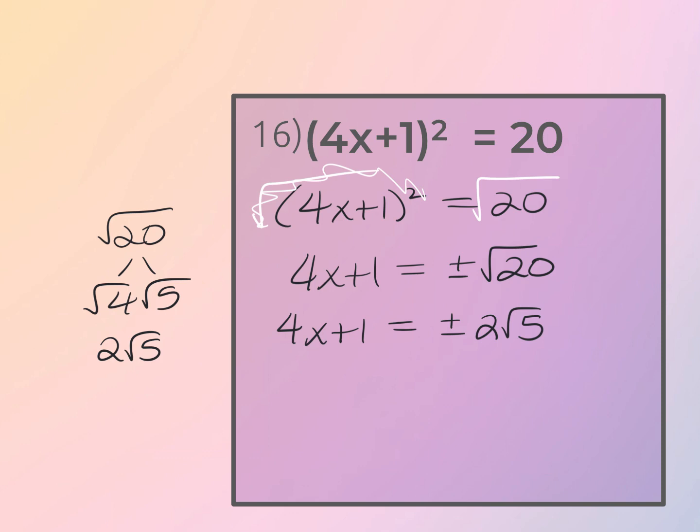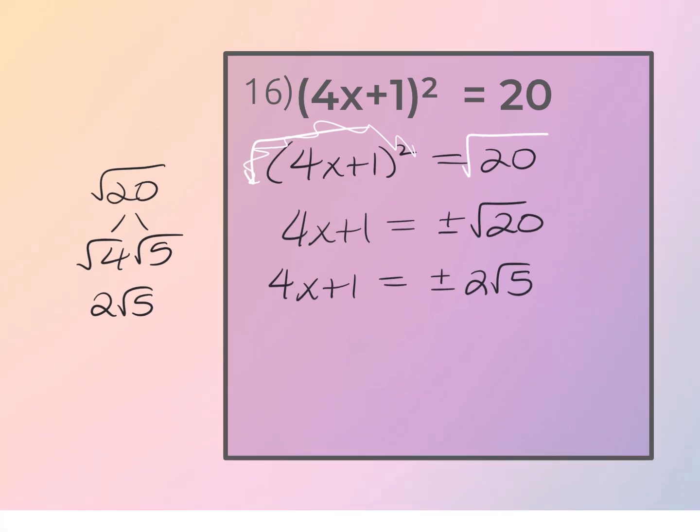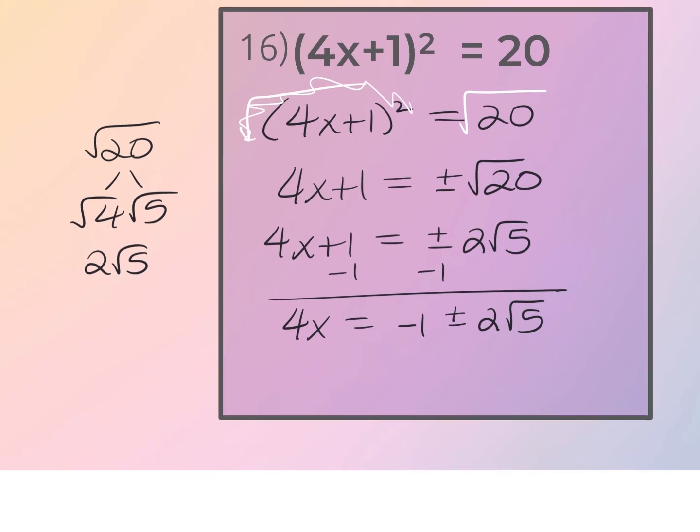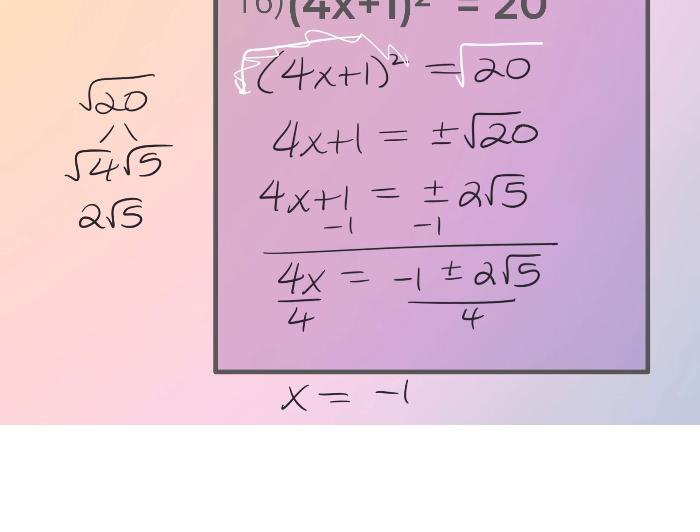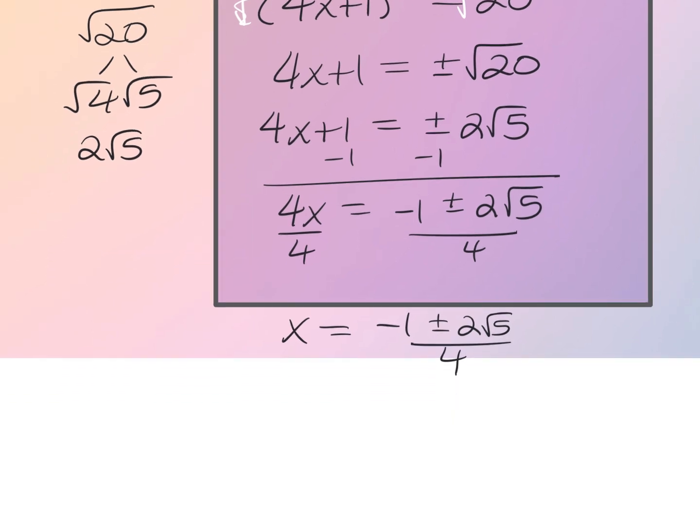Now I need to work on isolating x. I need to subtract 1. 4x is equal to negative 1 plus or minus 2 square root 5. Still not done yet. Divide. And x is equal to negative 1 plus or minus 2 square root 5 over 4. On the quiz, you could leave your answer like this. However, WebAssign wants you to pull it apart.